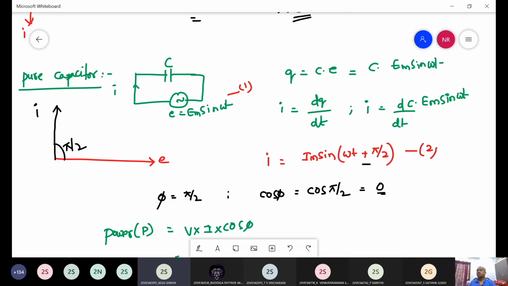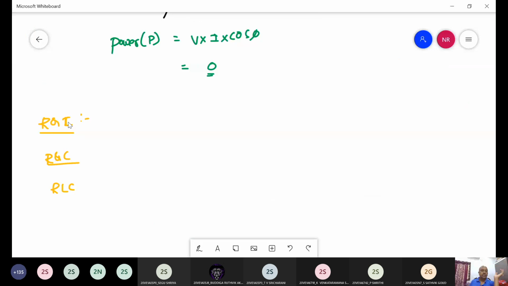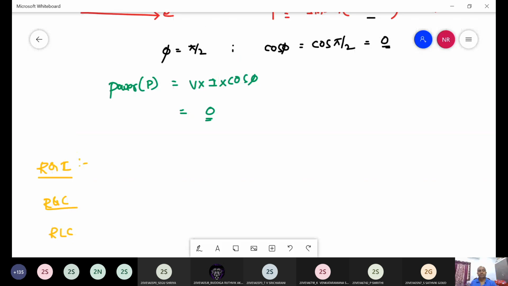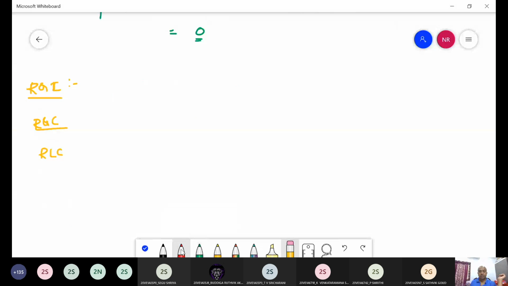Sir, how do we draw phasor diagrams if they are in parallel? According to the angle we have to draw the phasor diagram, whether it is parallel or series; we will get some angle. I will tell you about parallel and series. Here, all of these are series circuits.